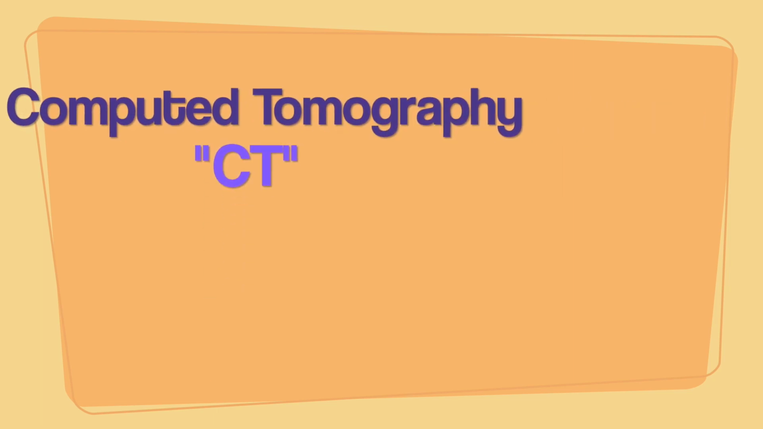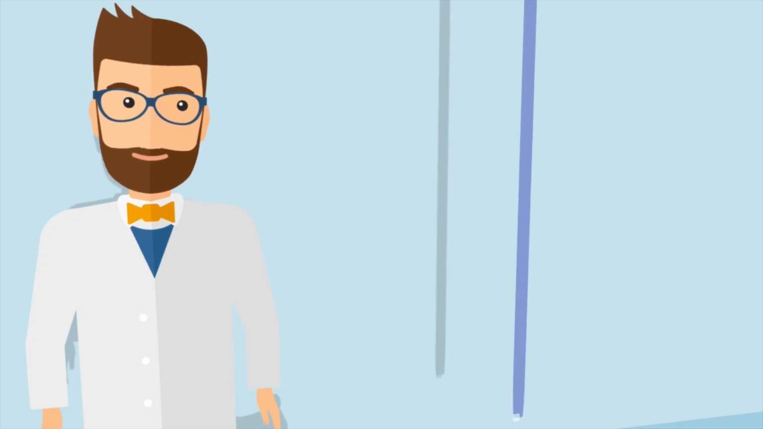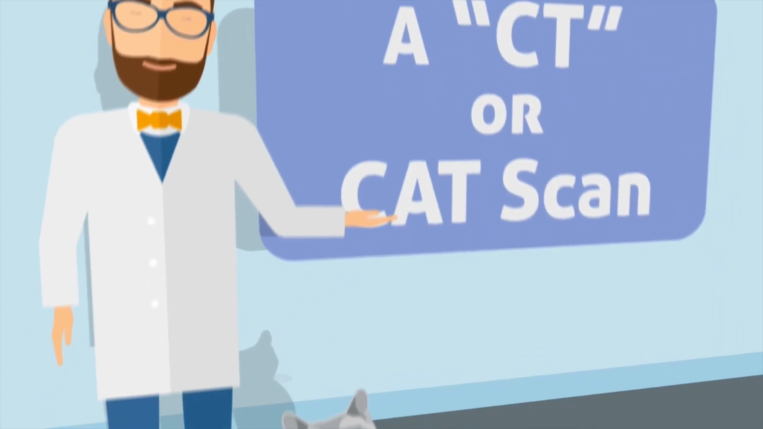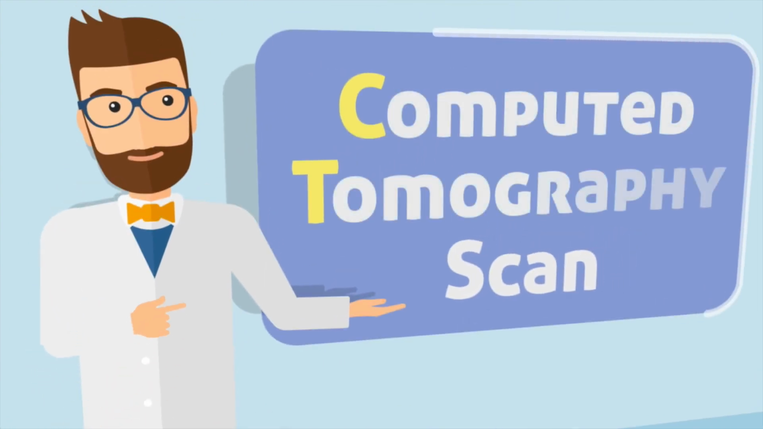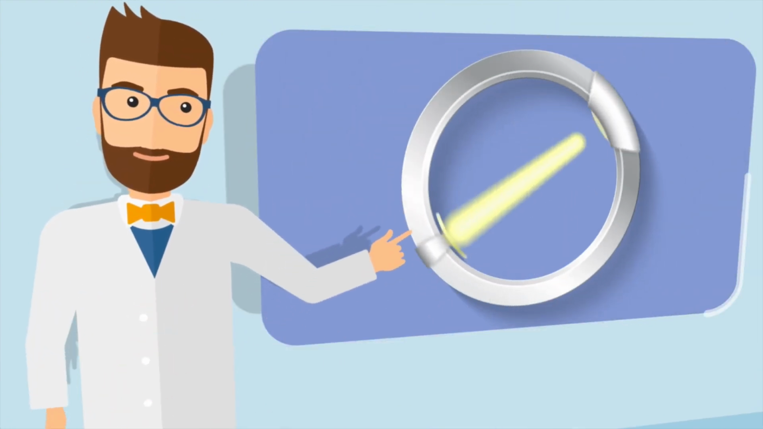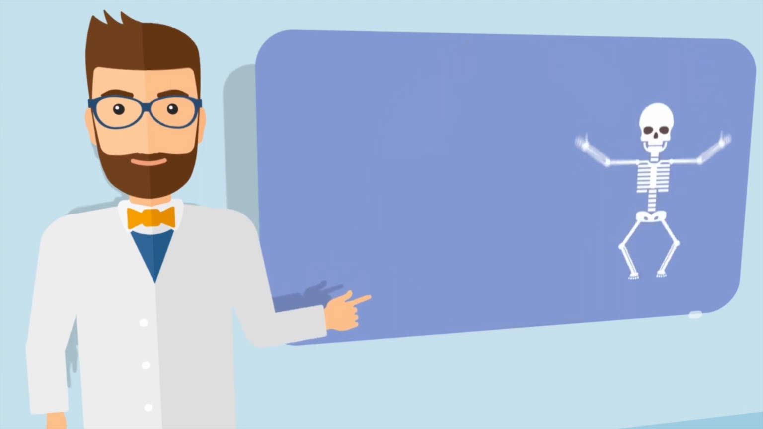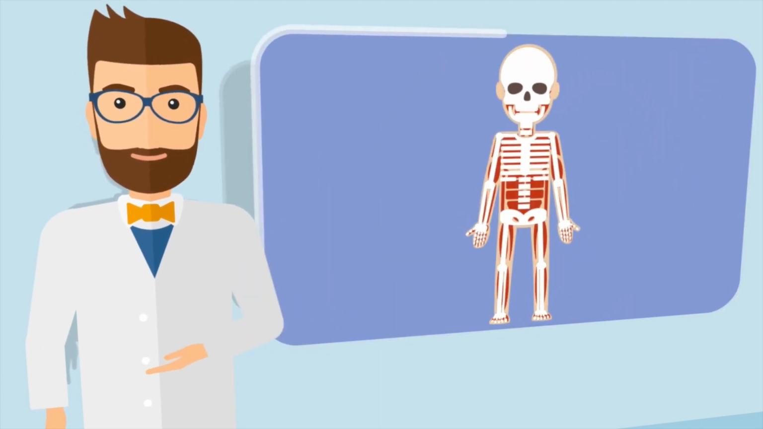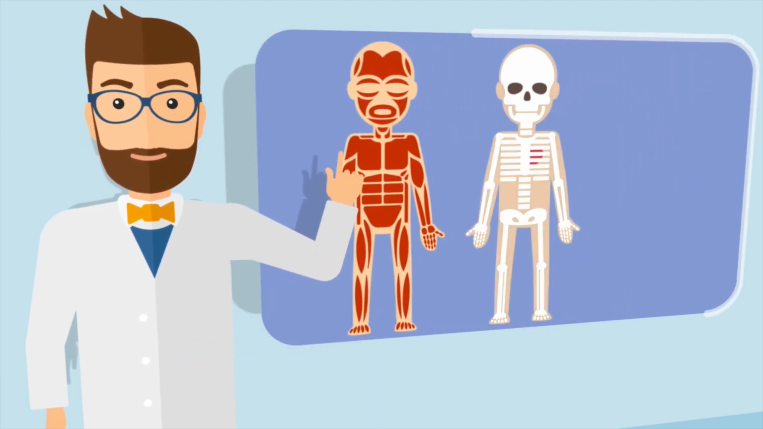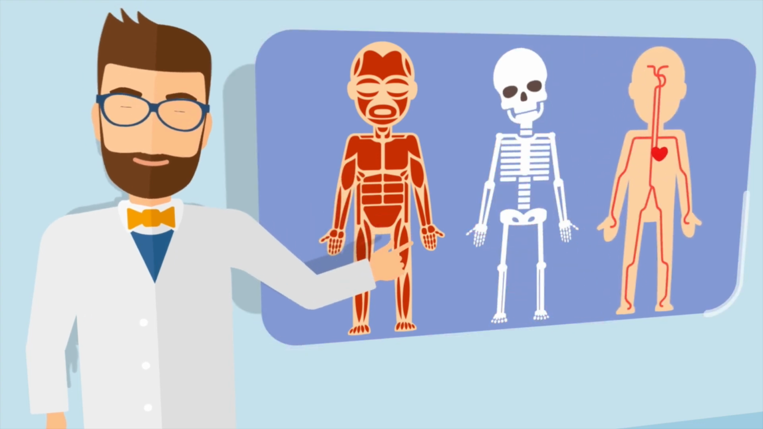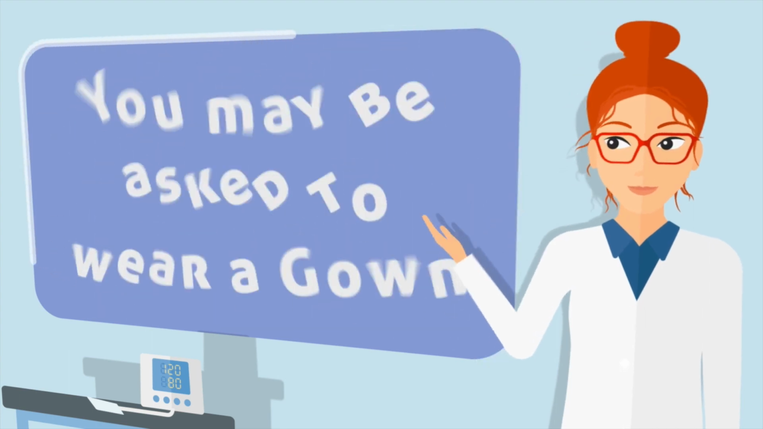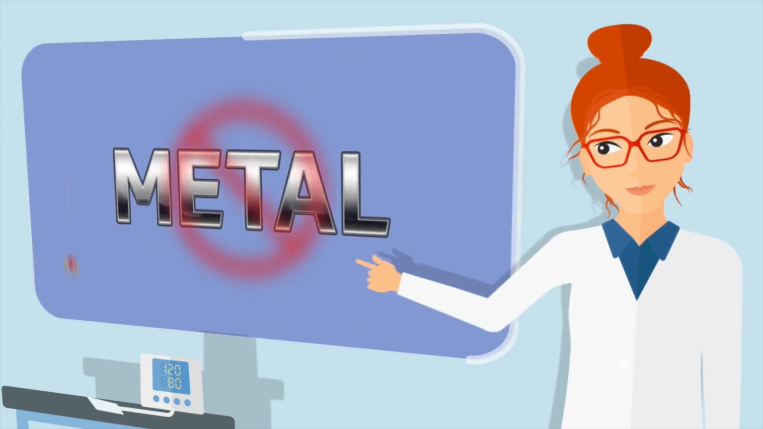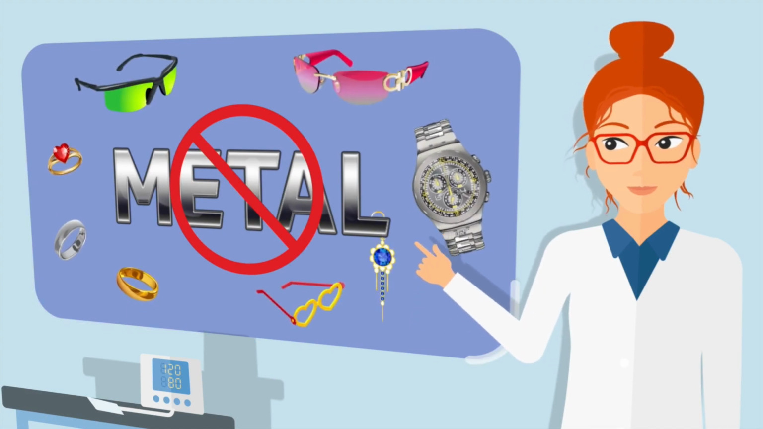Computed tomography, or CT. A CT, or CAT scan, stands for Computed Tomography Scan, which combines a series of X-ray images taken from different angles and creates a sequence of images like slices of the bones and soft tissues inside your body. Even small structures such as tiny blood vessels can be seen. Depending on what part of your body is being scanned, you may be asked to wear a gown and remove any metal items such as a belt, jewelry, or glasses, which may interfere with the images.